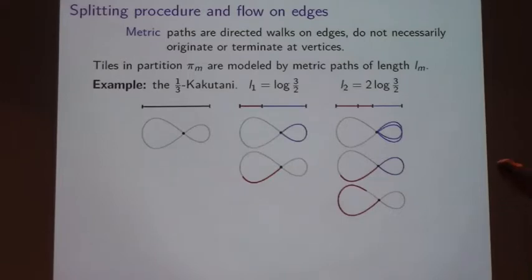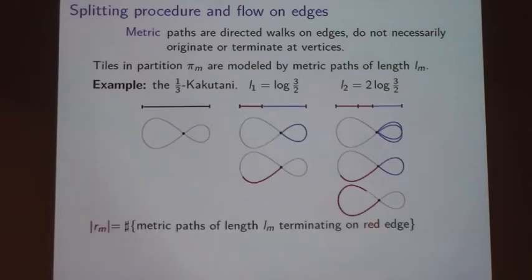All right, so this is how I model tiles and partitions using metric paths. And the way I described it, you get that the number of red endpoints or red intervals is just the number of metric paths that are of length Lm, which terminate on a red edge.